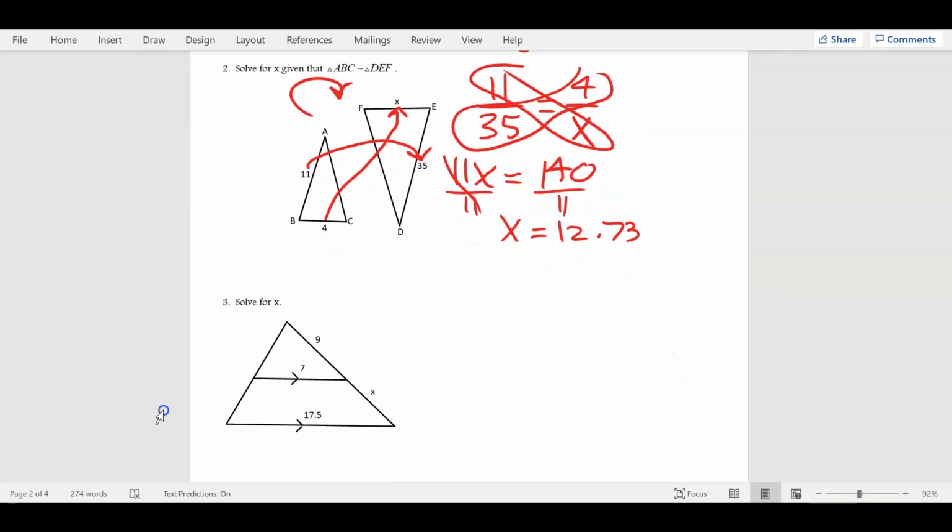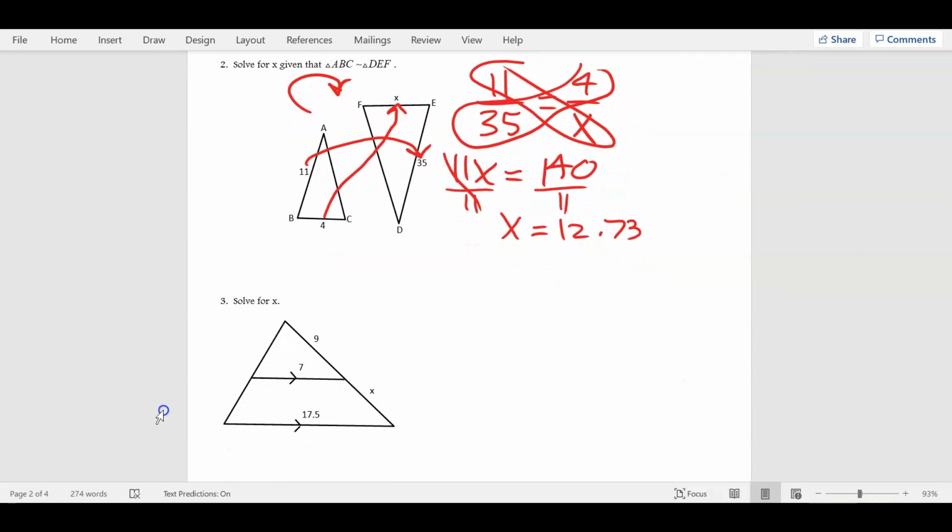Okay. We got 2 more examples I got to show you, okay? So stick with me, and then we'll be done faster. On number 3. Now, how many triangles do you see on number 3?